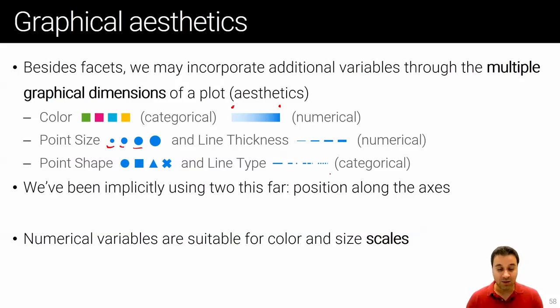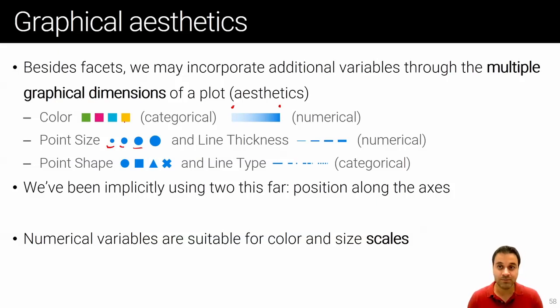It could be a solid line, a dashed line, a dash, dot, dash, etc., for different categories. And the thing is, we can play with all these different graphical aesthetics, no problem. They might be showing us another relationship between the main variables in our plot and a third variable or a fifth variable. And so far, we've been using two graphical aesthetics, the position along the x and the y-axis. So numerical variables are suitable for color and size scales very well.